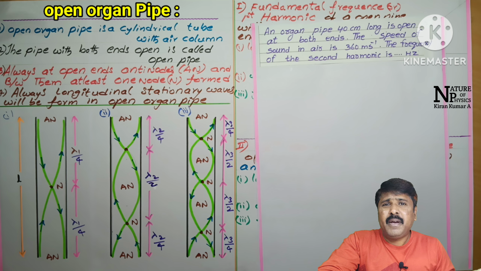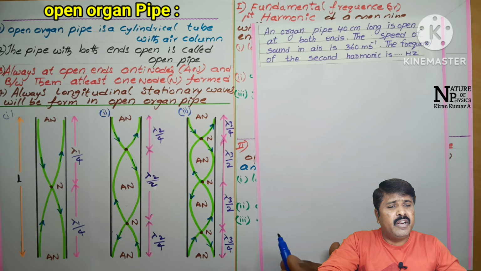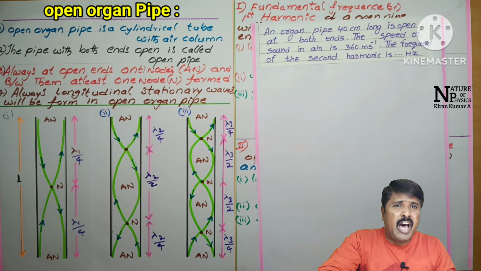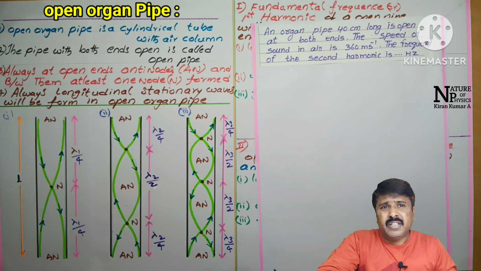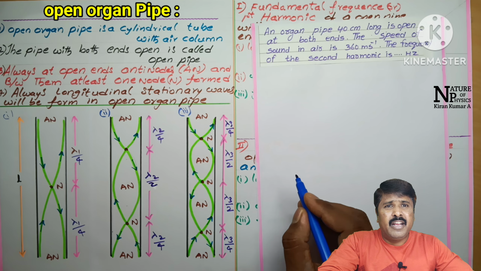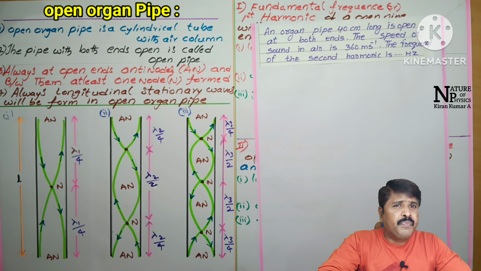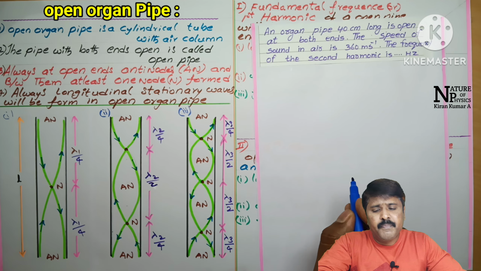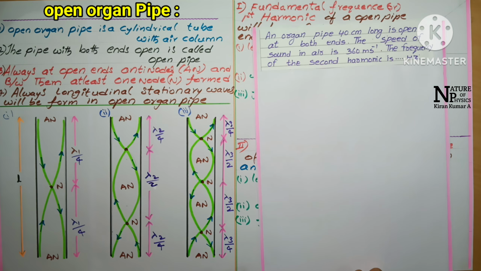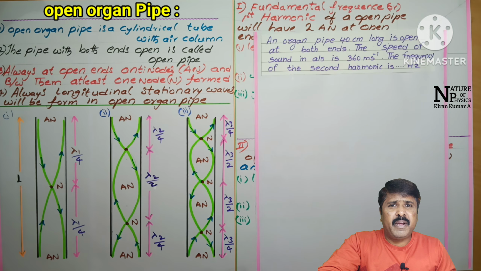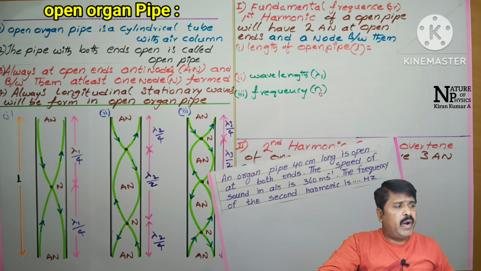Okay student, step by step with diagram explanation we will discuss harmonics and overtones. The diagram and derivation are both related to each other, student. I am going to explain numericals also. Okay, see, first the derivation.